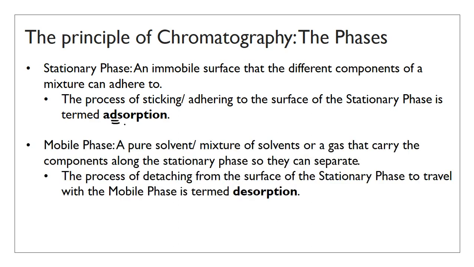The mobile phase is a solvent. It could be a mixture as well, usually a liquid or a gas, depending on the technique, that will carry the components along the stationary phase so that they can separate. And the process of detaching from the surface of the stationary phase is called desorption. Now, you don't necessarily have to use both adsorption and desorption when you explain what's going on in chromatography. Most of the time, adsorption is enough, but desorption is just the opposite of that. So you need 2 phases, stationary phase and mobile phase.